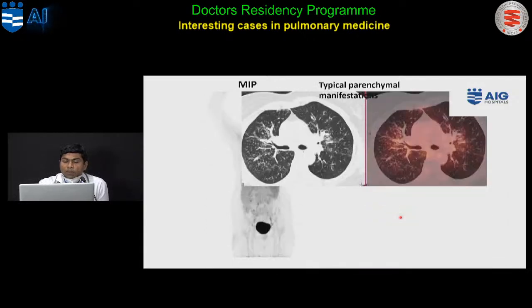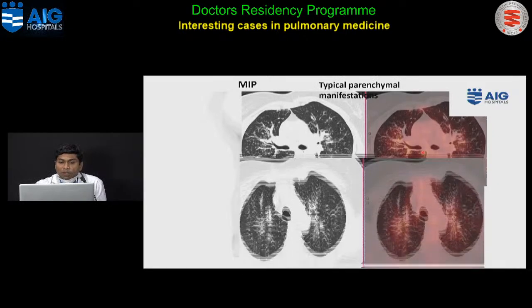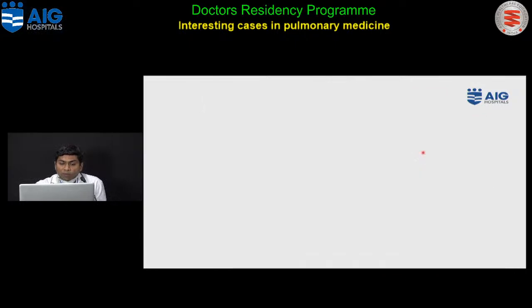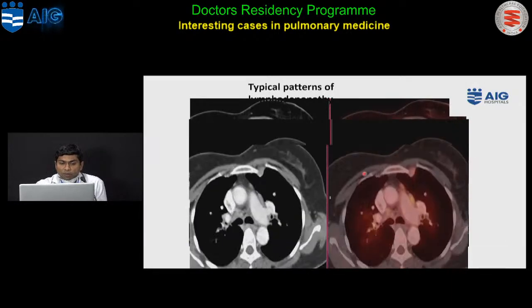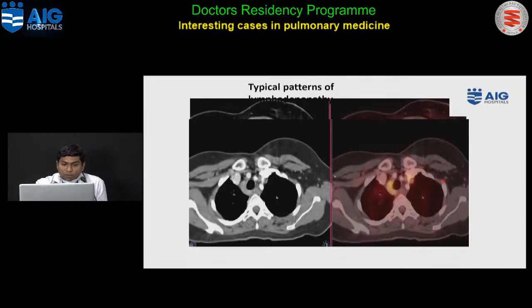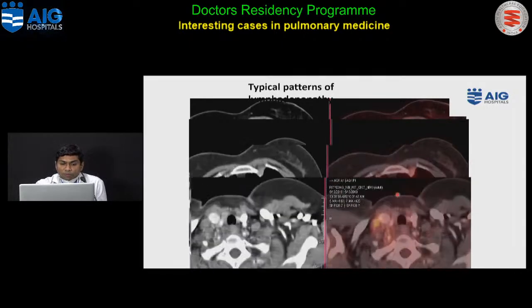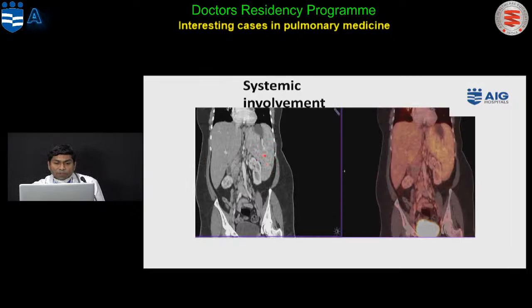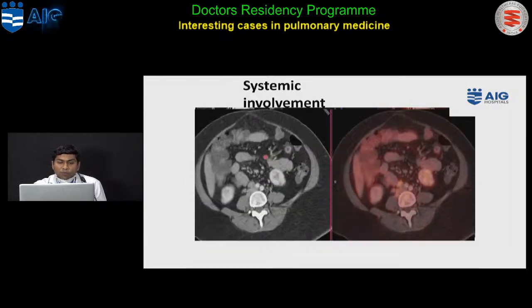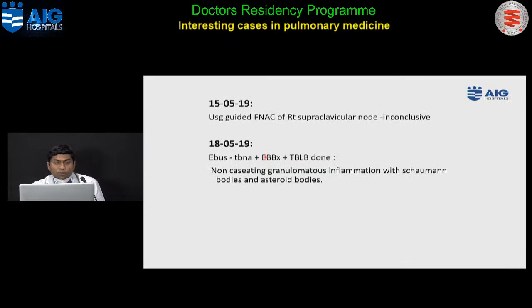And these are the images of the PET actually, and we found that this patient was having FDG avid lymph nodes in the mediastinum, and the parenchymal nodules were also FDG avid. These are the lymph nodes here. So this is the paratracheal lymph node. So there was liver and splenic involvement, and the mediastinal lymph nodes, abdominal lymph nodes, and the lung parenchymal involvement. So this is the thing which I was mentioning. There were non-caseating granulomatous inflammation with Schaumann bodies and asteroid bodies.